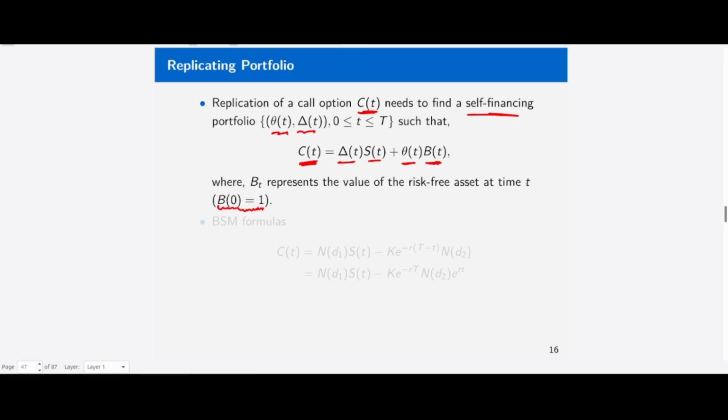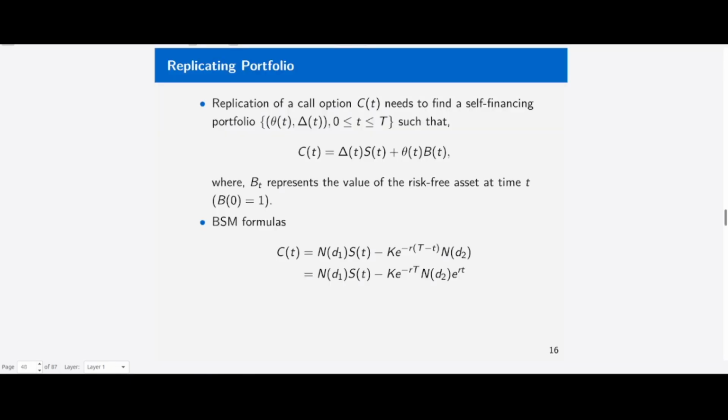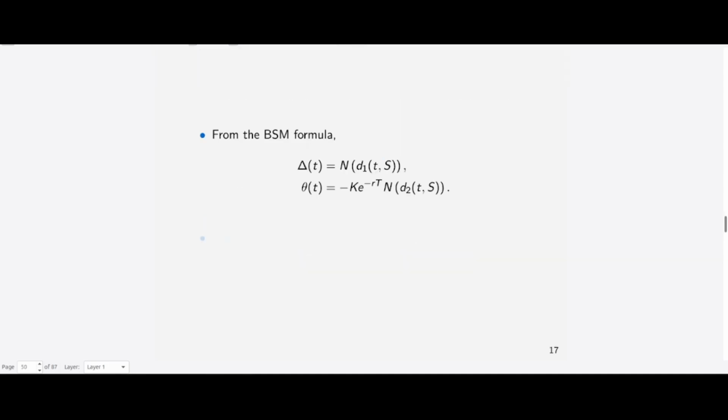So to replicate our portfolio at any time T, we use the Black-Scholes-Merton formula. Here, remember that the Black-Scholes-Merton formula is given by this one, right? So you see our delta is this one and our theta will be this one. Rearranging this equation, you will obtain this one.